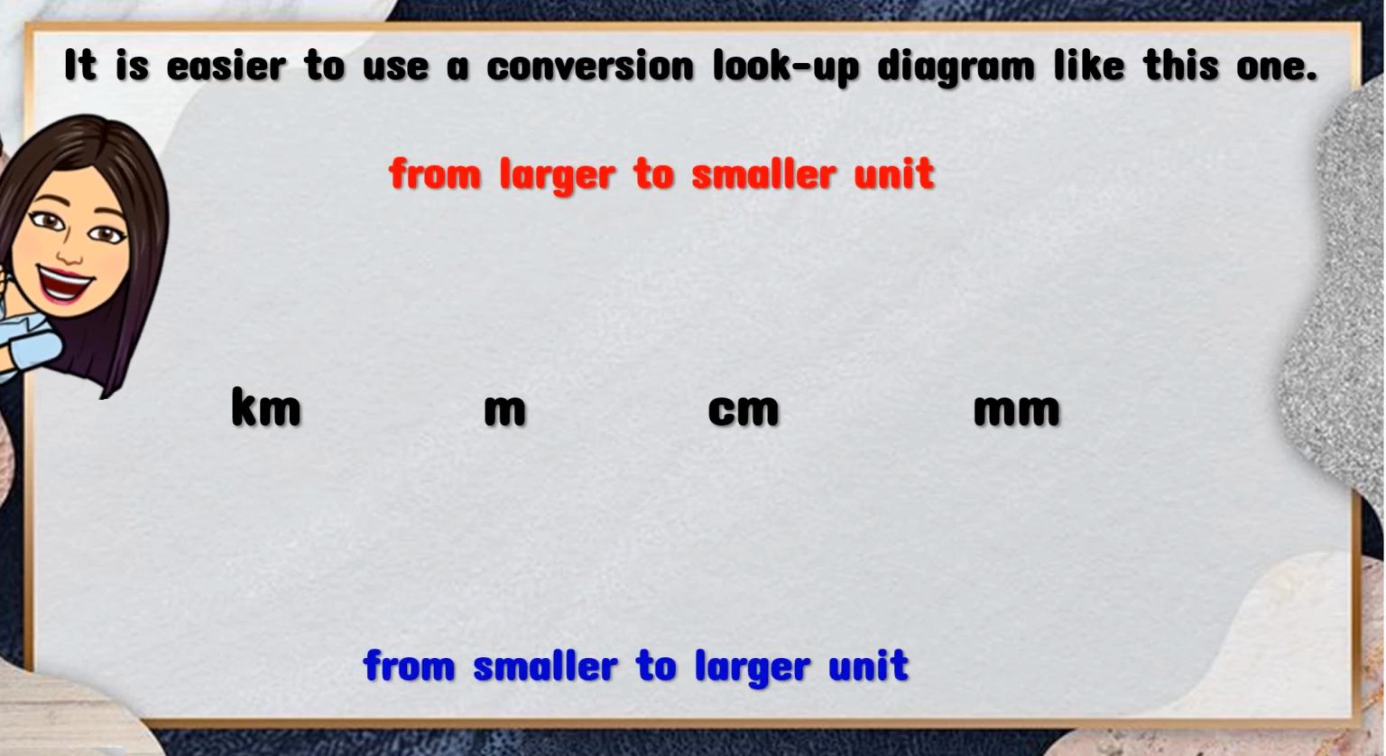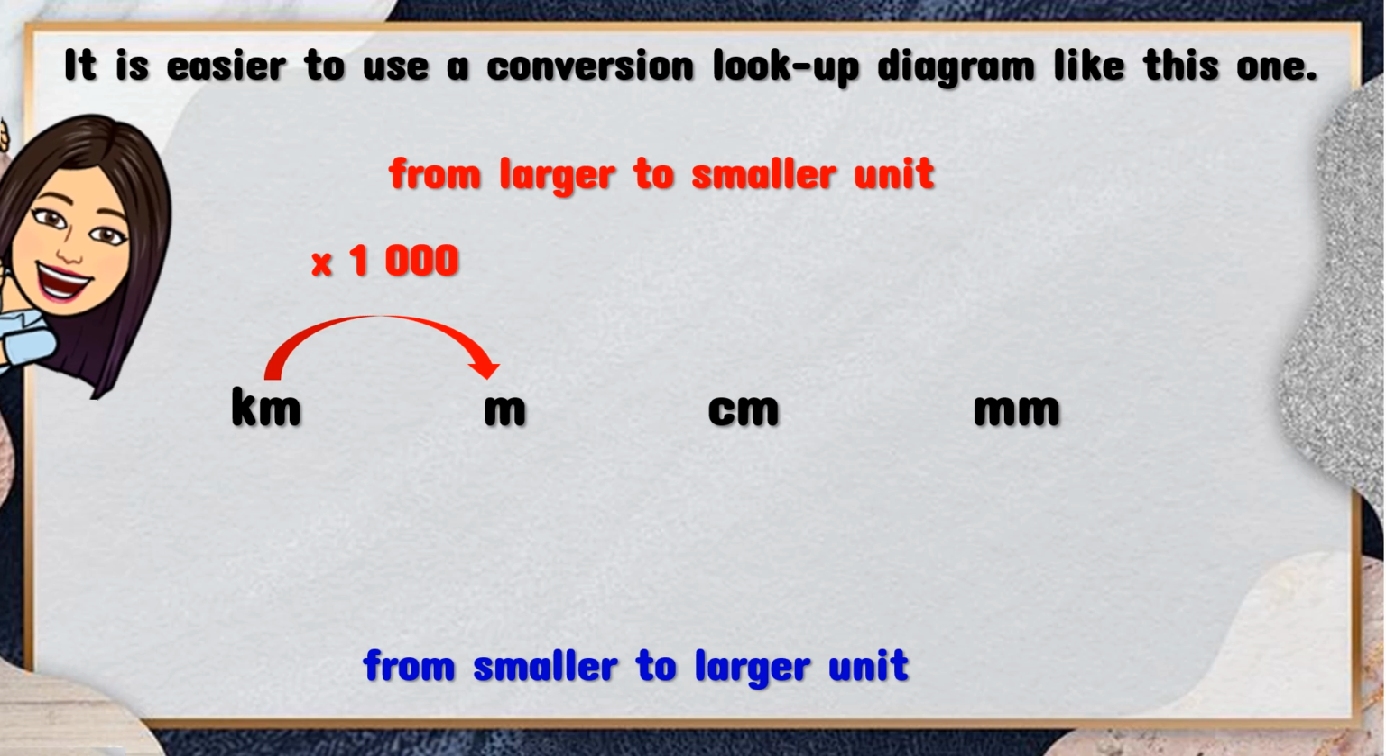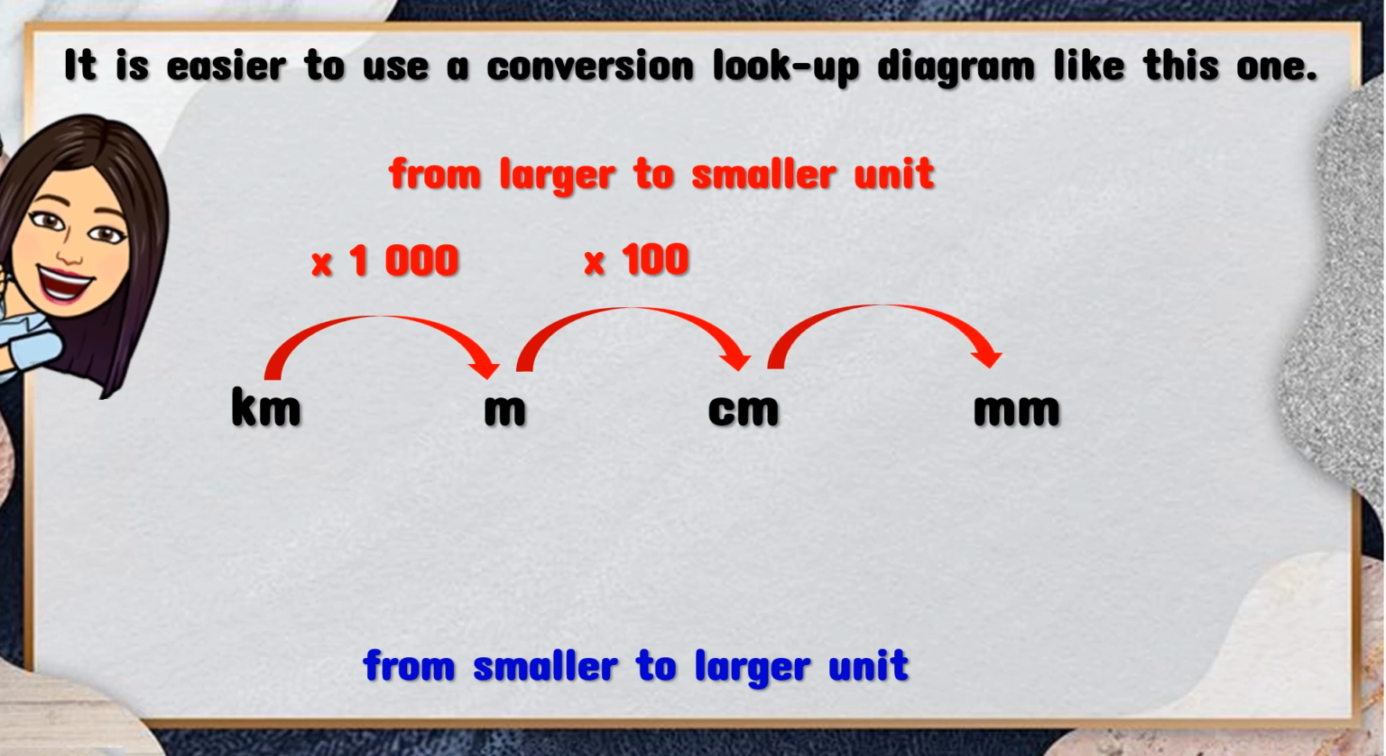When we convert from a larger to a smaller unit, we use multiplication. Like kilometer to meter, multiply by 1,000. Meter to centimeter, multiply by 100. Centimeter to millimeter, multiply by 10.